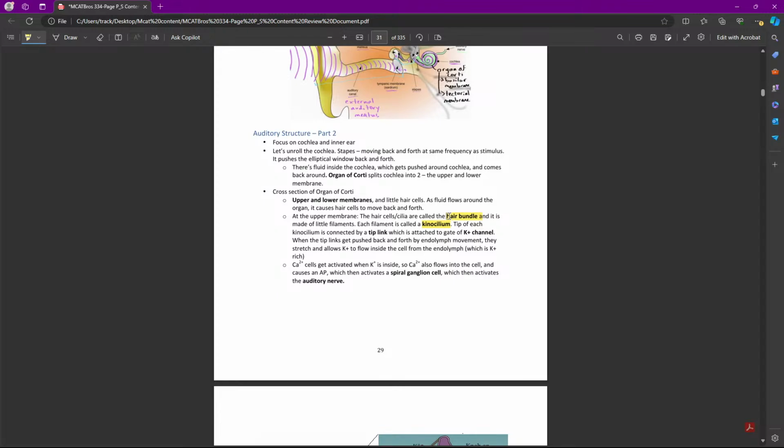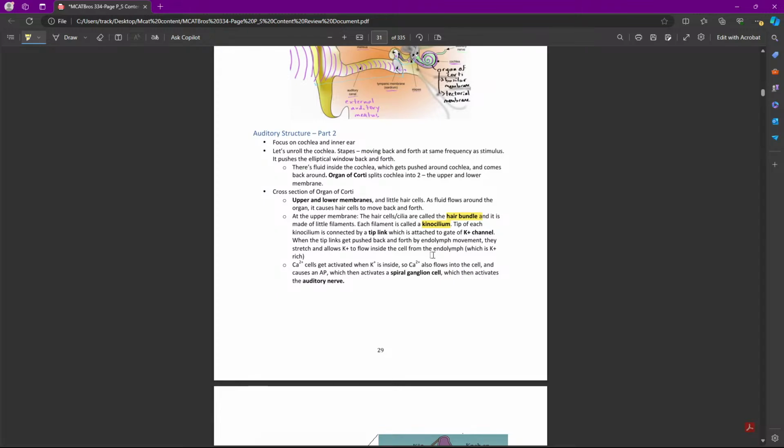So basically, these different filaments have a potassium channel on them. And I'm assuming it's got to do something with promoting an action potential or hyperpolarizing. Because when potassium flows into the cell, it polarizes the cell to be off, or a neuron, unless when this opens up, it allows for it to become negative. So, let's see. When it gets pushed back and forth by the endolymph movement, they stretch and allow the potassium to flow inside the cell.